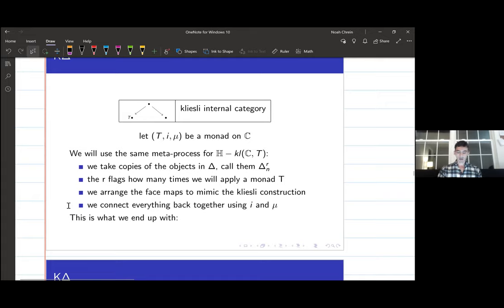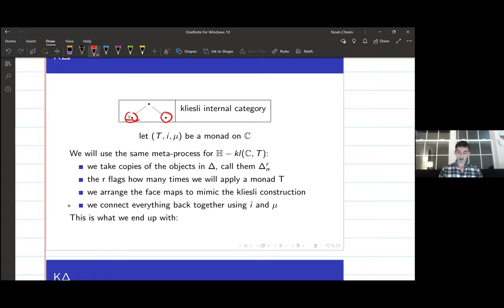We're going to take a bunch of copies of the objects. So if you look up here in the original Kleisli internal category that is in Shulman, we split up the objects into a domain and a codomain, and we flag one of the objects to have an application of the monad T.